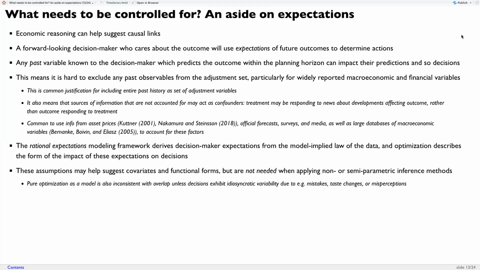What that means is that it's very hard to exclude almost any past observable variable from the adjustment set if we're thinking about economic policy. Even if it's not something the policymaker directly cares about, they care about it to the extent that it impacts the future value. So anything that's economically relevant, or going to be economically relevant to the future, should be considered part of the determinants.